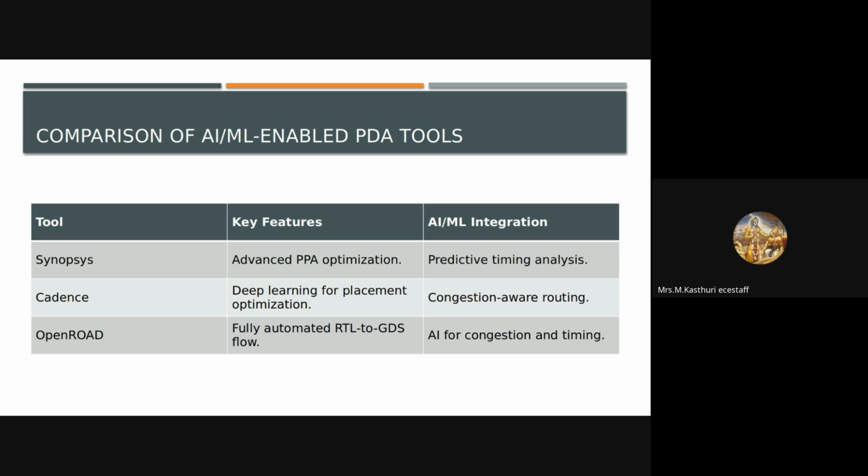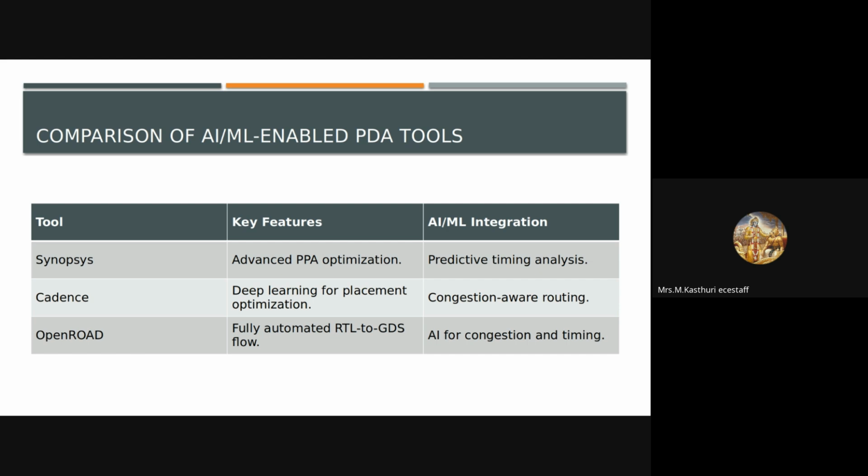Cadence has integrated deep learning techniques into their design tools, particularly for placement optimization and congestion-aware routing. These tools analyze the chip layout and adjust the placement based on real-time feedback, reducing congestion and improving the overall design efficiency. Cadence's AI-driven routing optimization ensures that signal paths are efficient and the timing and signal integrity requirements are met, making the tools valuable for complex and high-performance designs.